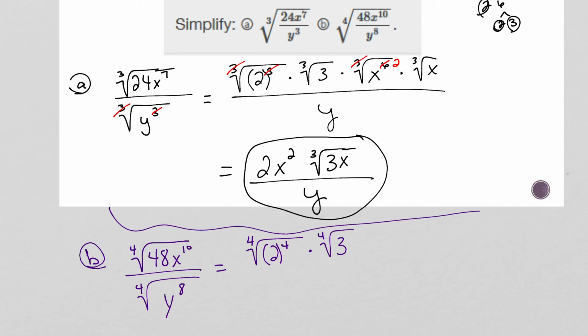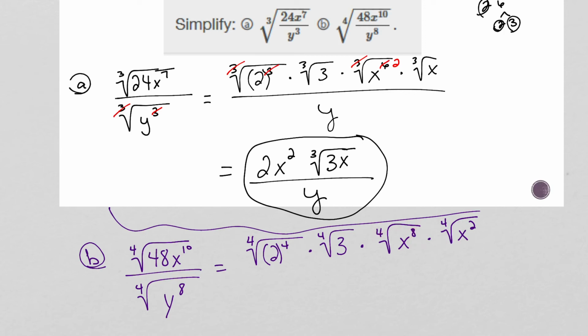And then I've got the fourth root of, let's see here, what's a number smaller than 10? Because 4 won't go into 10 evenly, so it'll be 8. We're going to do x to the 8th power times the fourth root of x squared, okay? The reason I did x to the 8th is because I can easily divide this number by 4 and get a whole number answer, okay?